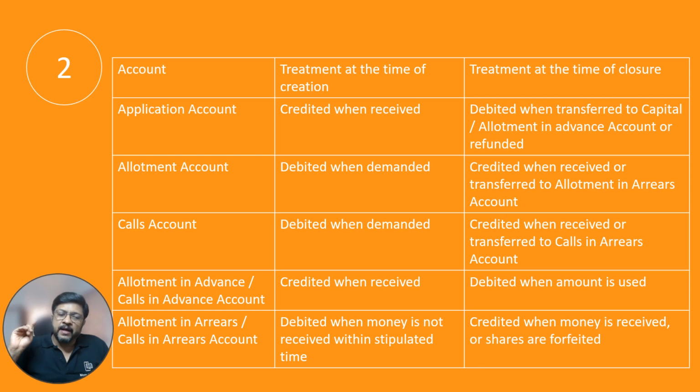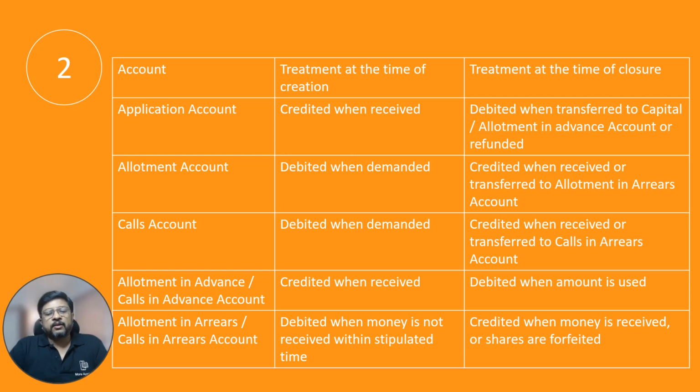Next, call account, it behaves exactly like allotment account. It gets created out of debit because you are demanding the money from the existing shareholders that please pay the call now. So calls account debited when demanded and credited when received or transferred to calls in arrears account. Next, allotment in advance account or calls in advance account. This behaves more like application account because the money is received in advance. Before we demand the money, it is received. So it is credited when received and it is debited when the amount is used.